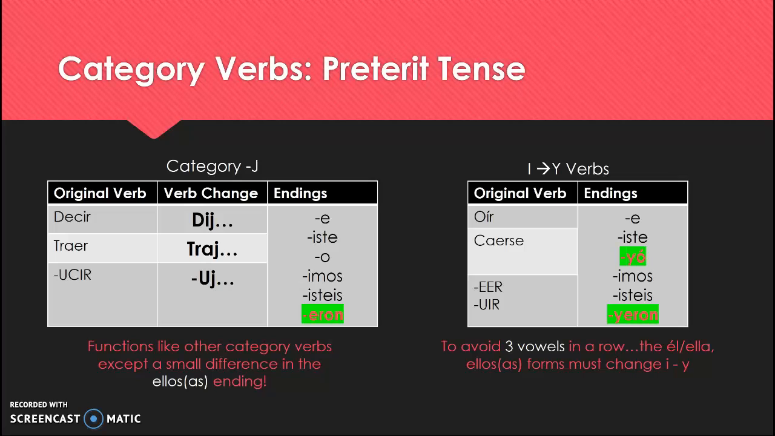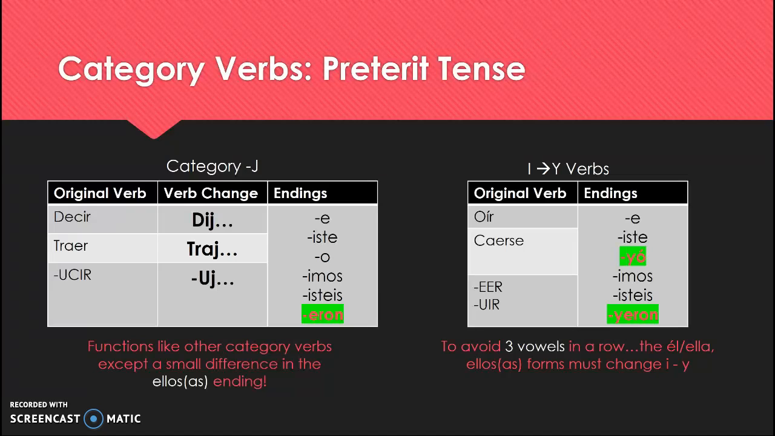There are some other category verbs that have different endings or little quirks about them that set them apart from the category U, UV, or I. These 2 categories of verbs are category J and I to Y verbs. The first category we'll look at is category J. Now it functions just like the other categories U, UV, and I, but the ending is slightly different in the ellos, ellas form. So, just like other category verbs, these follow a pattern.